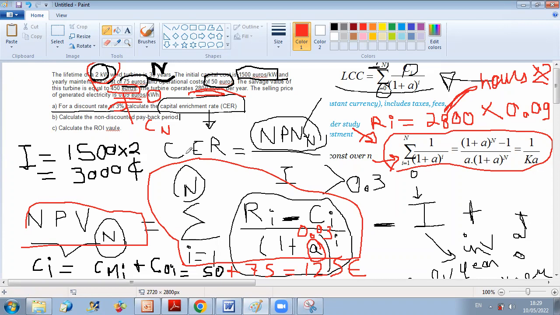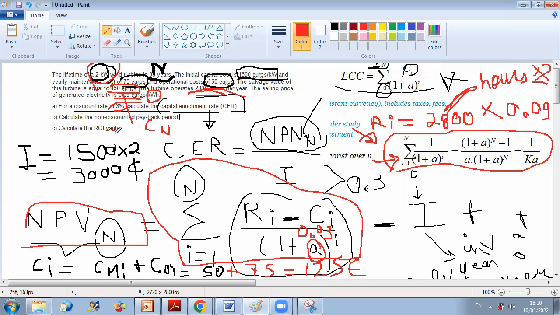Okay. Any question? Yes, doctor. If you give me, for example, the efficiency of the system, in order then to calculate the annual revenue, I have to multiply also by the efficiency, right? Yes, right. Of course.